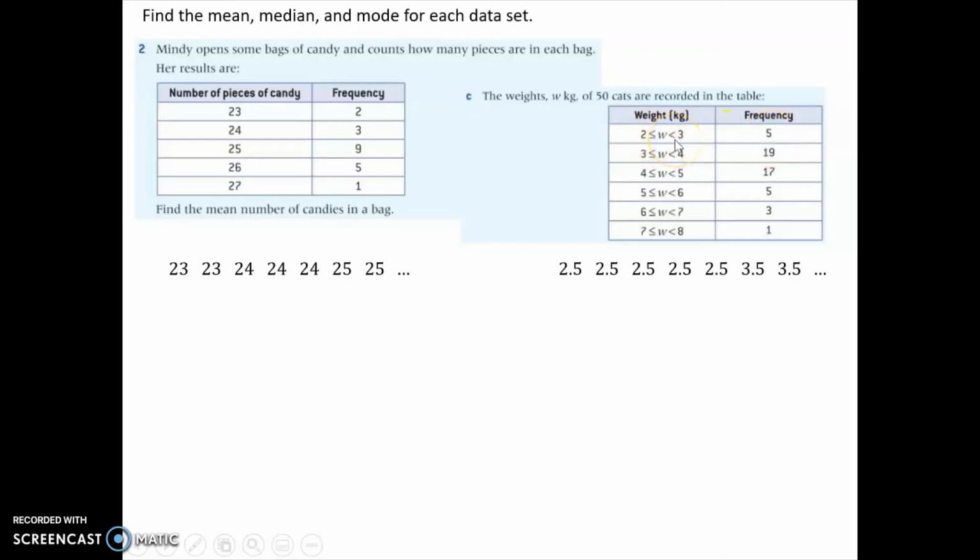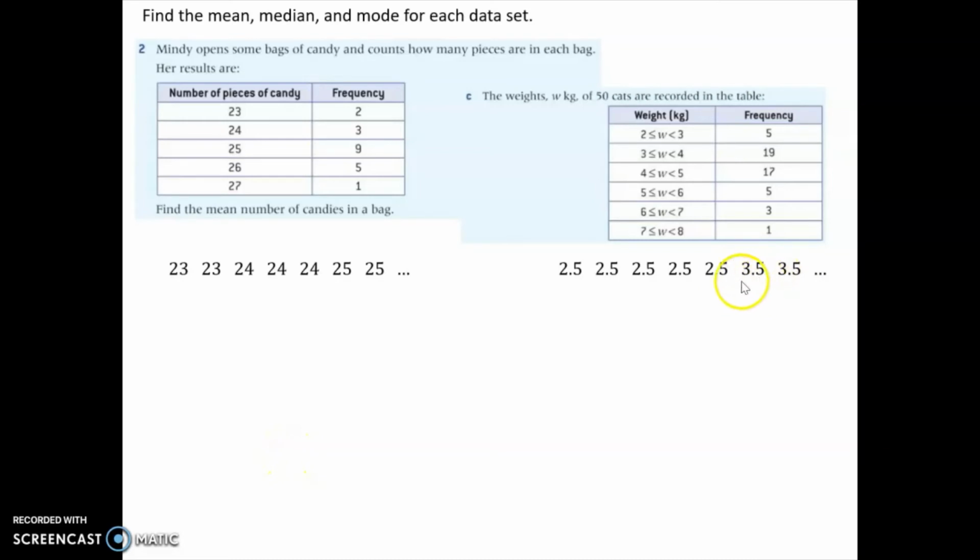So what we do is we're going to find an approximation of the mean. We're not going to find the actual mean. We're going to find an approximation. And we approximate it by saying, well, we know the range here. So why don't we just go right in the middle, which is 2.5, and say we have 2.5 occurring 5 times.